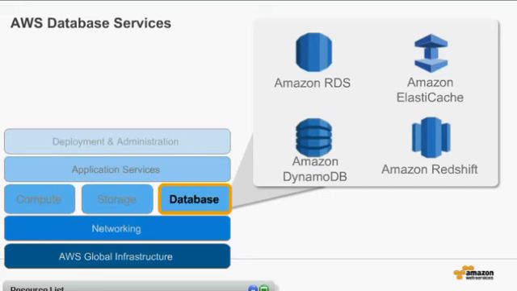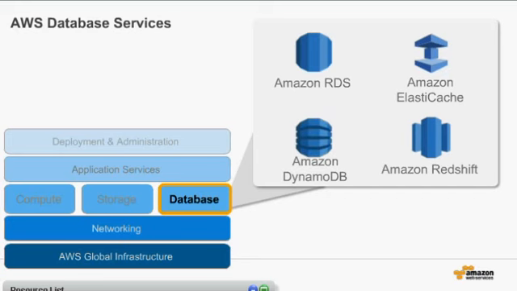So today I'm really going to concentrate on our database services. And we have 4 main services available today. A relational database service, Amazon RDS, Redshift, a data warehousing service, and Elasticache, which is a caching service built on top of Memcache and Redis. But I'm going to talk primarily today about Amazon DynamoDB.